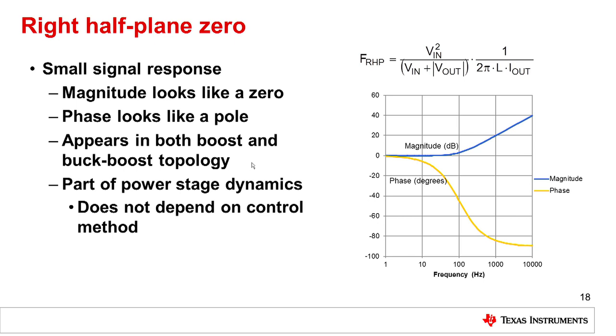A right half plane zero looks like a zero in its magnitude plot. So as frequency increases, the magnitude of the zero increases. However, the phase plot appears as if it were a pole. So as the frequency increases, the phase actually starts to lag, as you see here. This particular phenomenon depends only on the particular power stage, whether it's a boost or a buck boost, and doesn't depend on the control method, whether it's voltage mode or current mode.